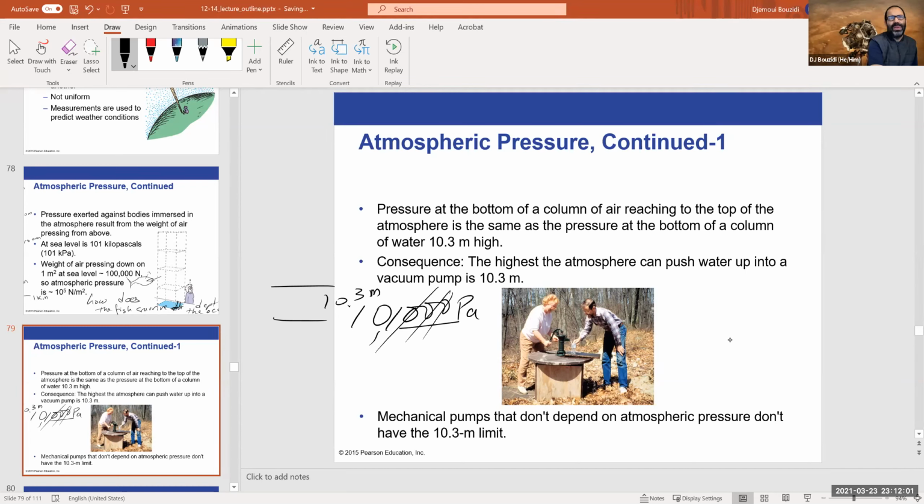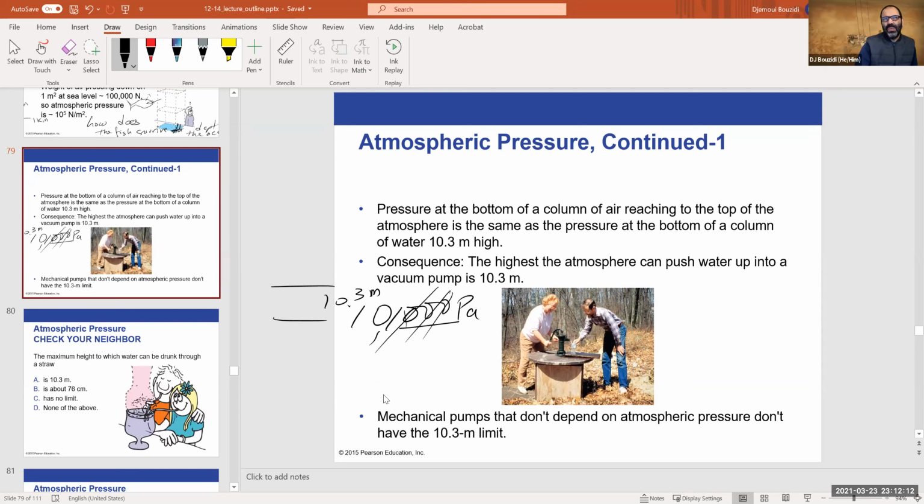The density of air is not exactly 1 kilogram per cubic meter. It's 1.3 or 1.23 or something like that, kilograms per cubic meter. That's what makes the difference between the numbers here. That's what makes that 0.3 change in this value.